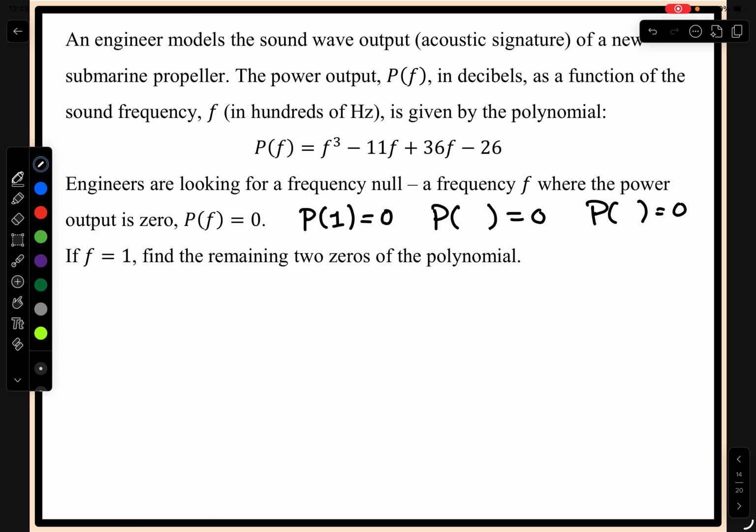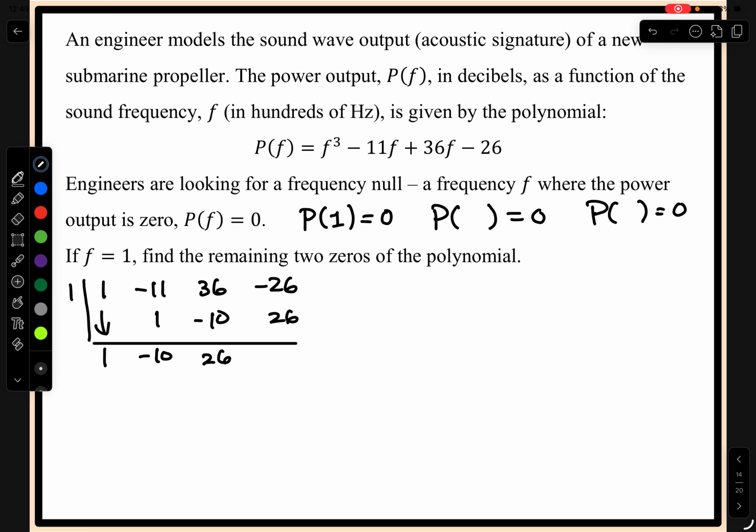So using this answer of 1 and synthetic division, we're going to divide our polynomial so we can create a quadratic. So 1, 1, negative 10, negative 10, 26, and 0.